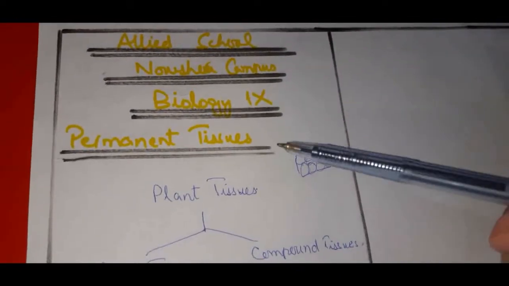Good morning. This is Allied School Noshara campus. It's our biology class for 8th and 9th. Today's topic is permanent tissue.